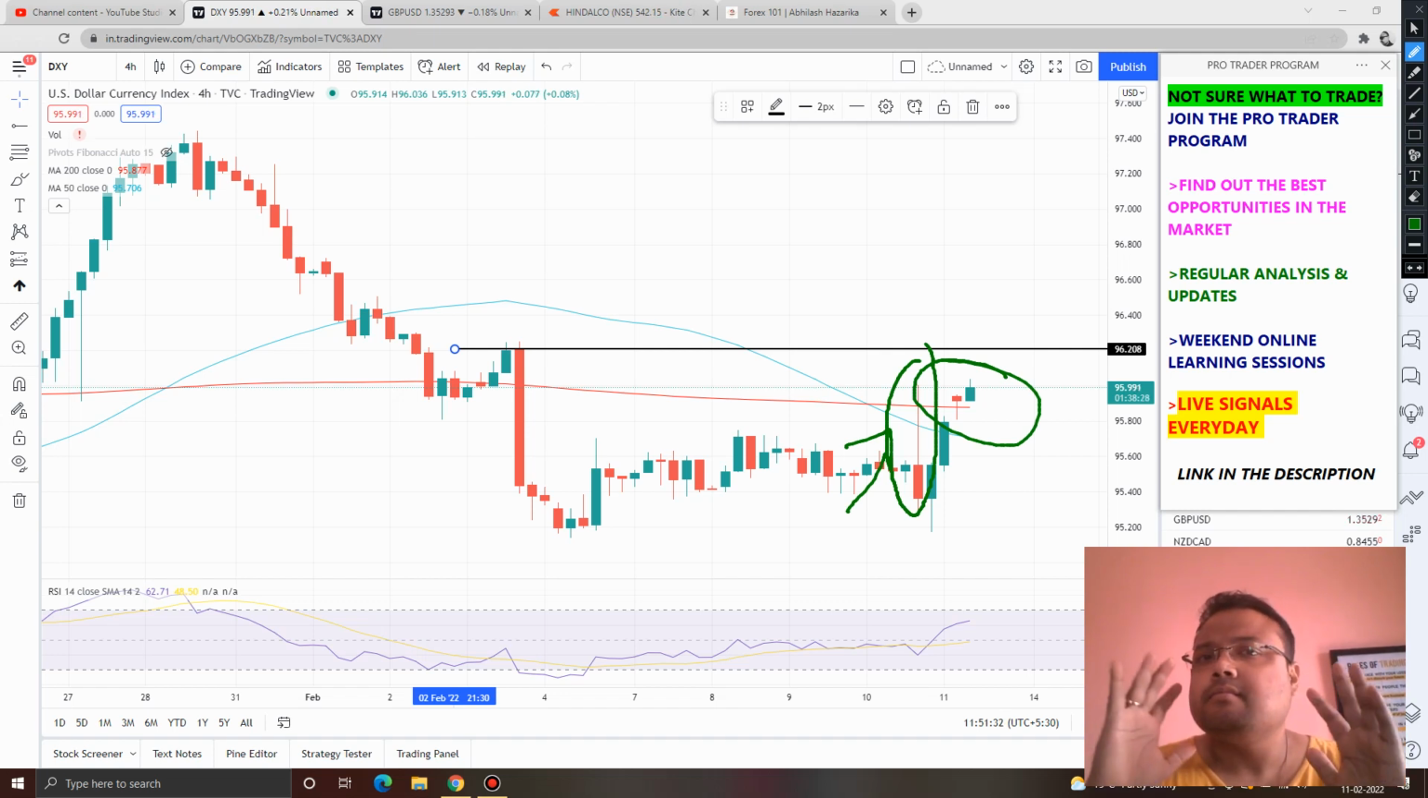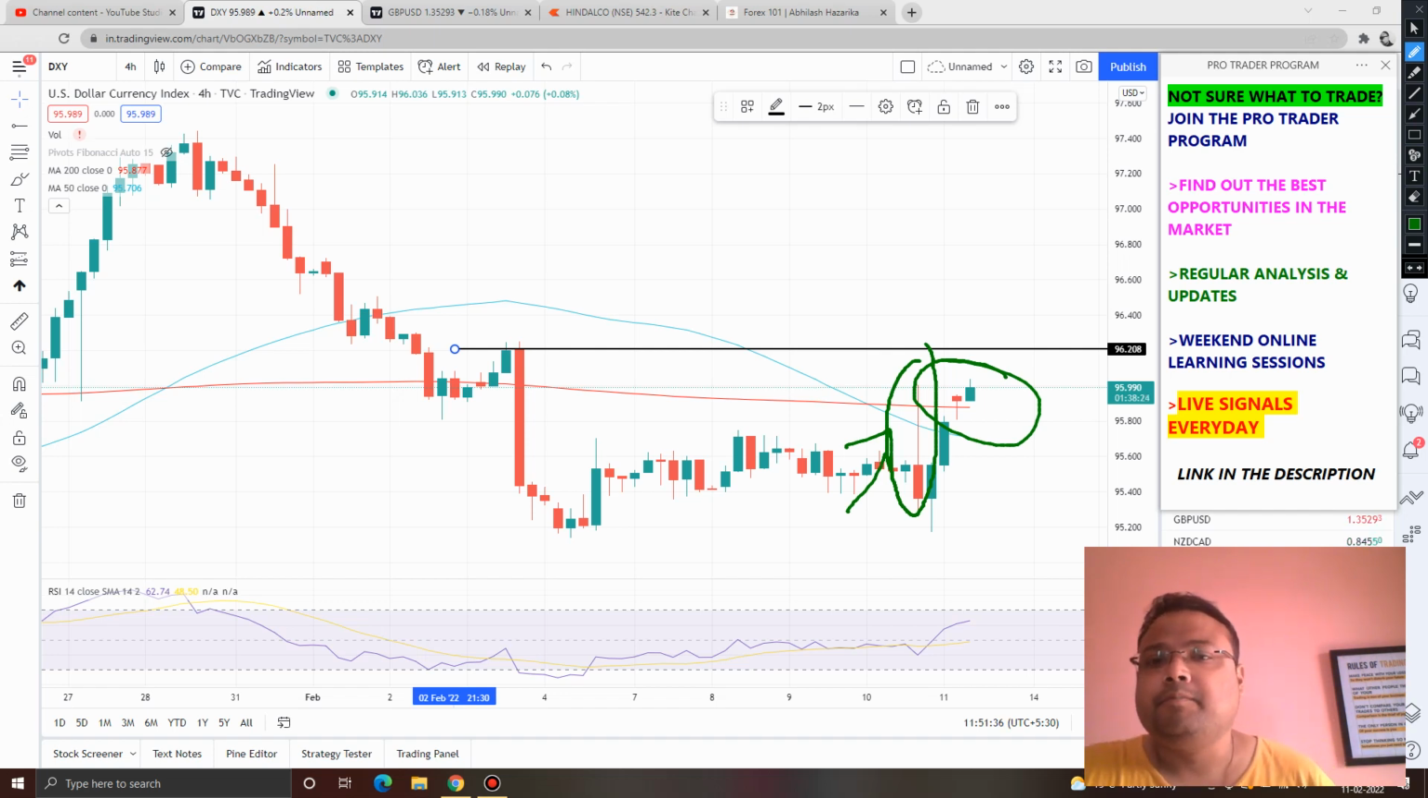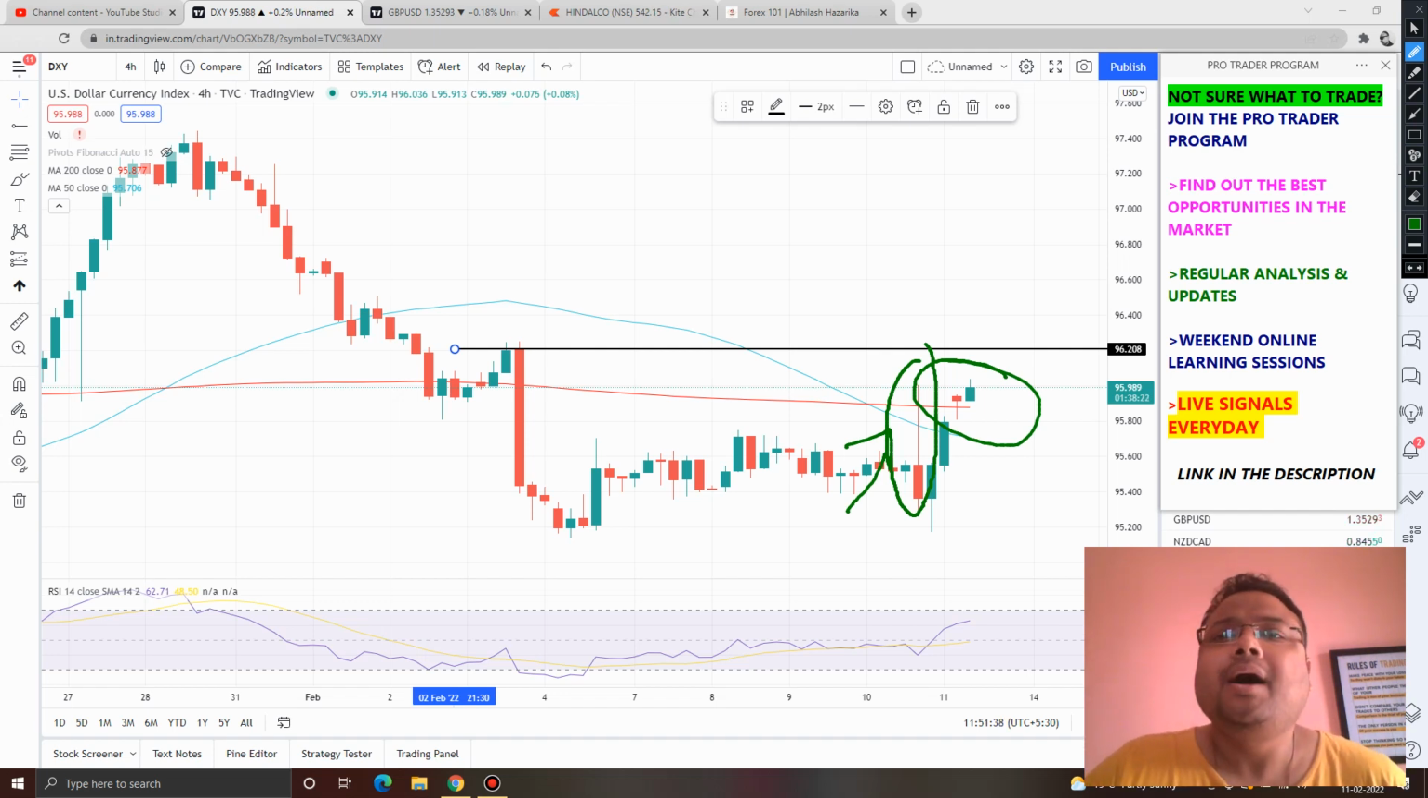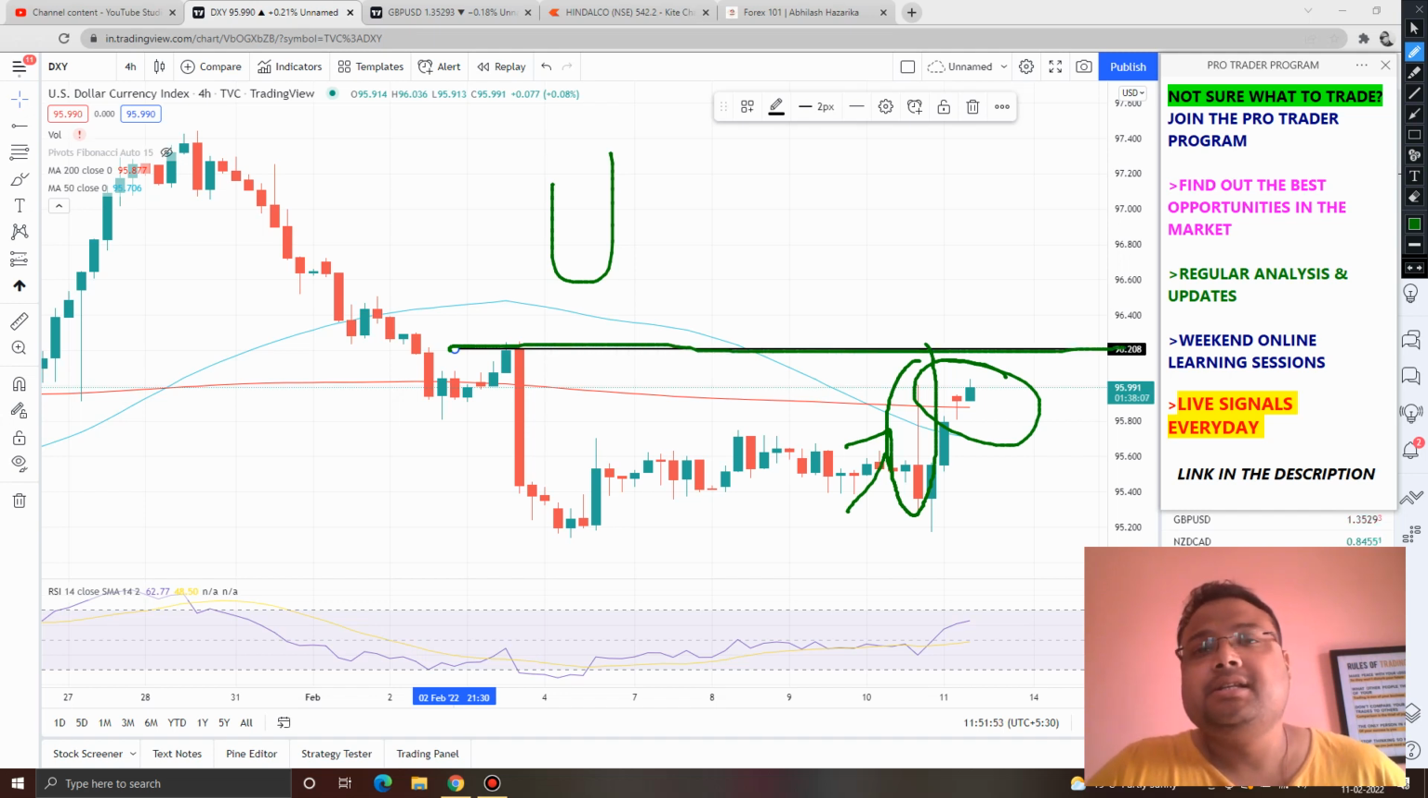So if we judge the market here, then things are very bad. Why? Not because of the dollar itself, but because of the unpredictable nature of the dollar right now. So keep in mind for Friday, 96.20 will be the resistance for the market, and in case there is a fall in the market, this will be the ultimate support, 95.20.